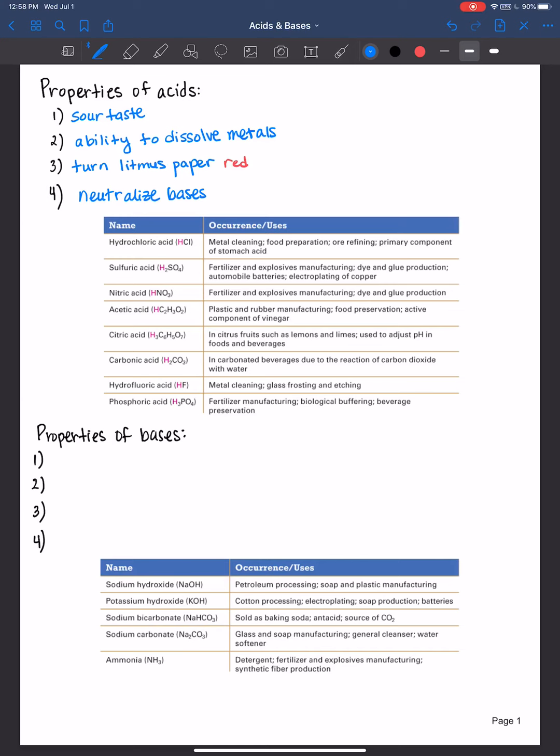Some properties of bases: they have a bitter taste. They can have a slippery feel. So if you got some sodium hydroxide, some concentrated solution on your fingers, then it will feel slippery, and that's not good. They turn litmus paper blue. And they neutralize acids.